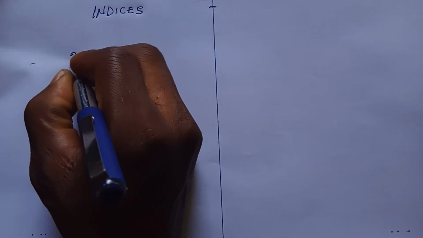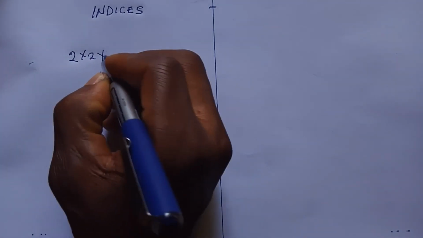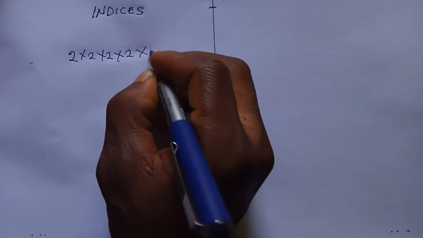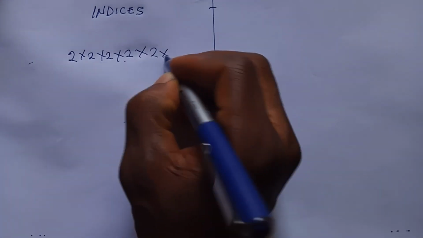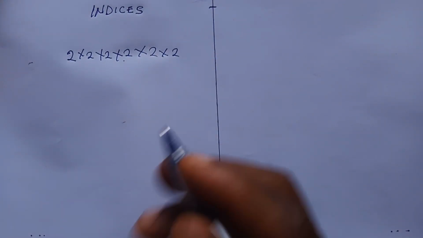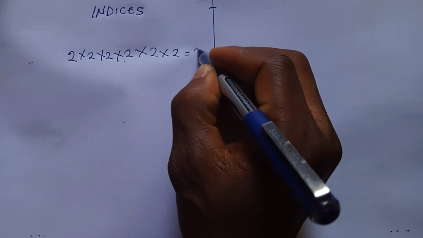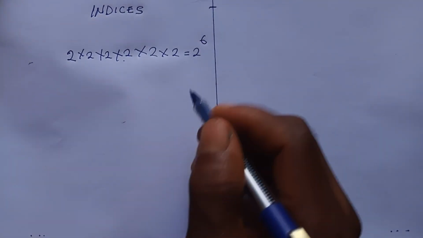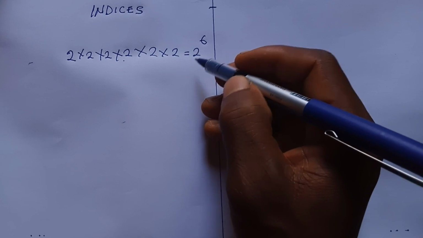Today we want to talk about indices, and indices is just the plural of index, and index notation is just a way of shortening the product of numbers of equal factors, or numbers that are the same. For example, instead of writing 2 multiplied by 2 multiplied by 2 multiplied by 2 multiplied by 2, let's say multiplied by 2 again, that is 2 six times, you can rather choose to write 2 raised to the power 6. So this is all about index notation.